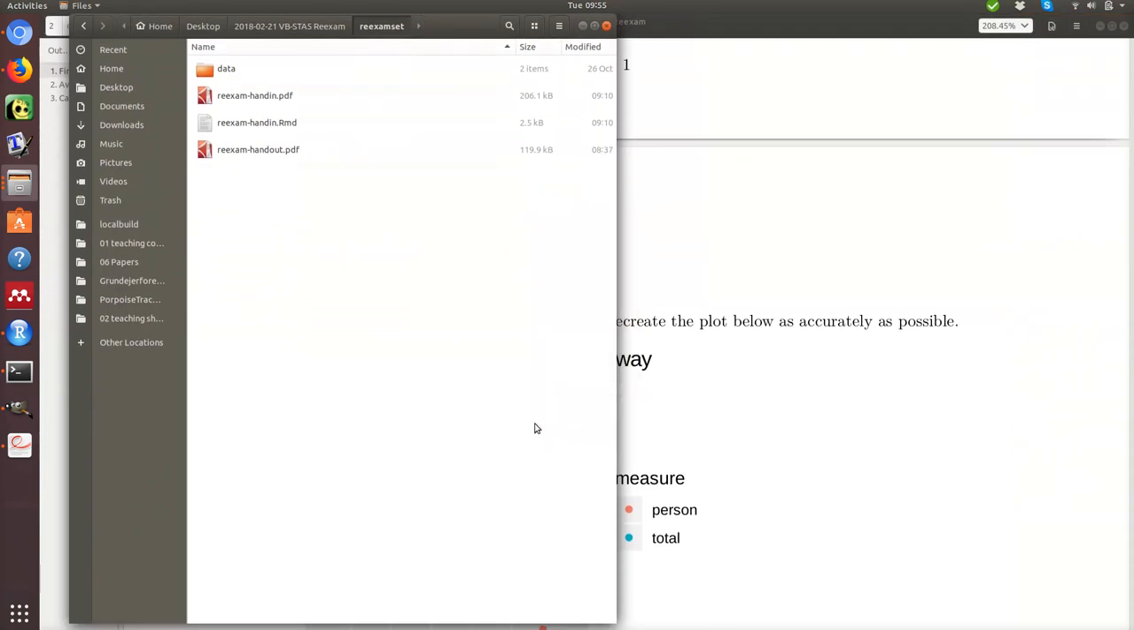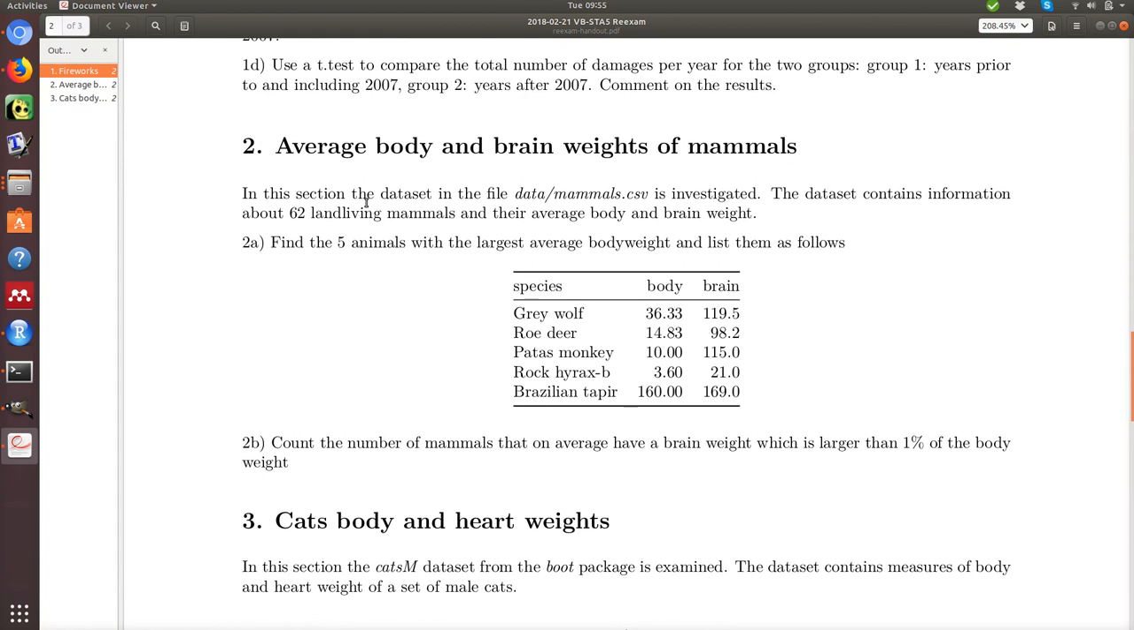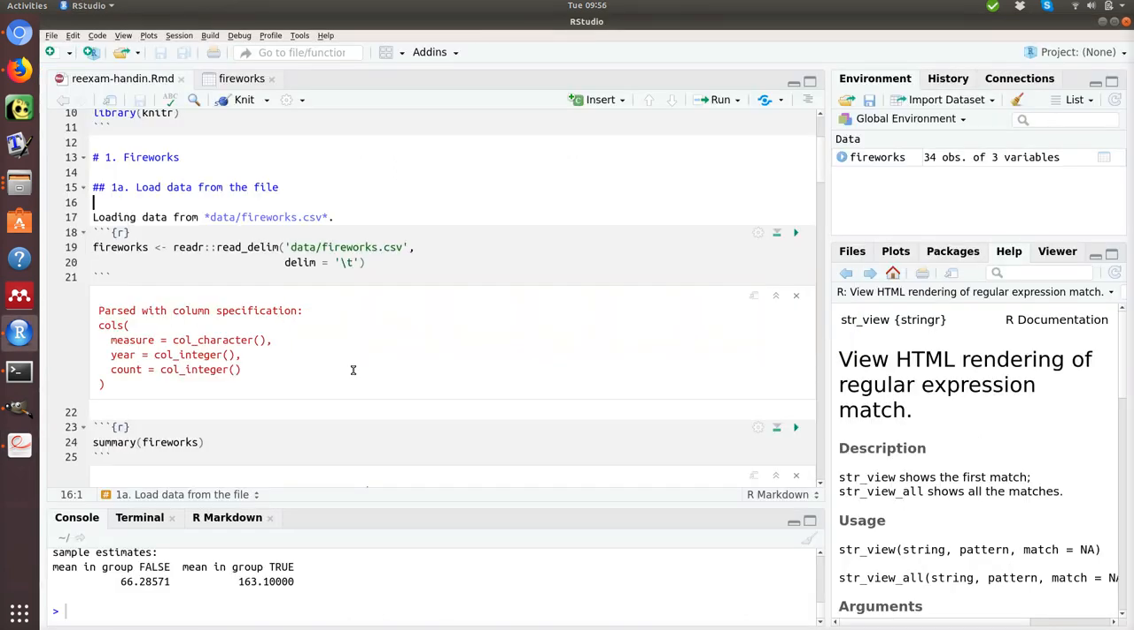Okay, now let's continue on our journey on how to solve the re-exam set in VB-STA5 statistics from 2018. The exercise we're now looking at to solve is this one here, where we want to look at the average body and brain weights of mammals. It also has a data set in data mammals that we should investigate. There are some elements we should go through here. So let's open up our document in RStudio and see how far we got.